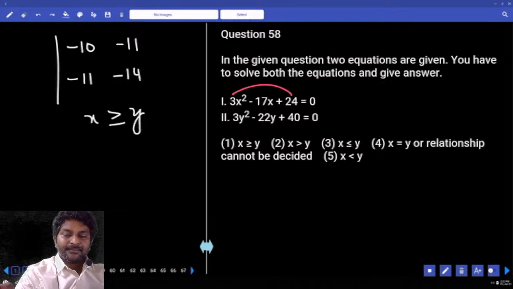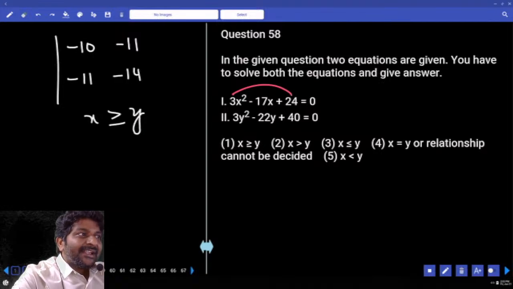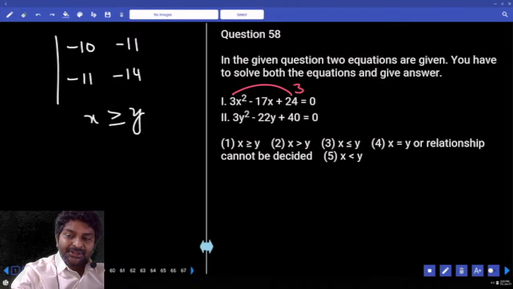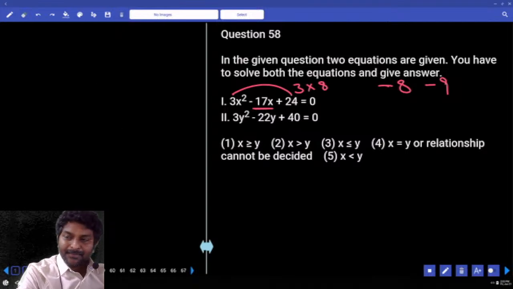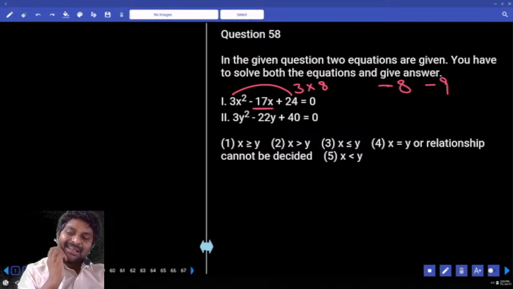Product. Otherwise 24 can be written as 3 8 times. 3 into 3, 9 and 8. Minus 8, minus 9, minus 17. Condition satisfied? So combination is minus 8 comma minus 9. Is it clear? Right. Now 5, 15, 8, 22. No.